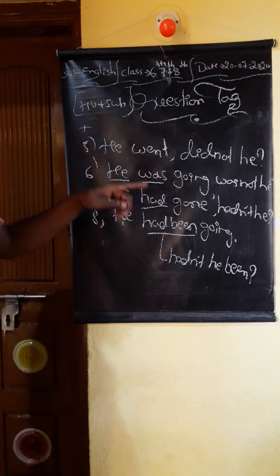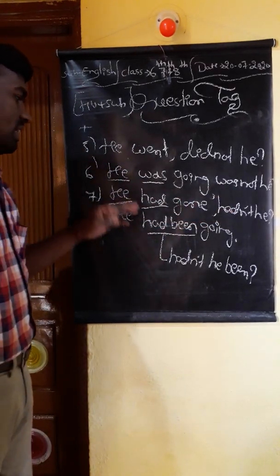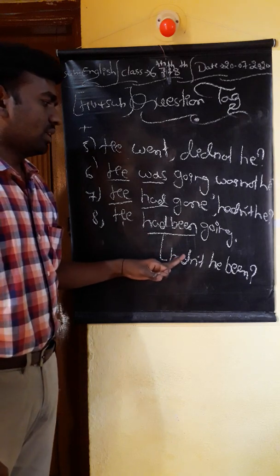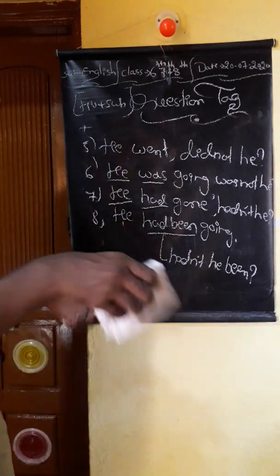So I repeat once again. So he went, didn't he? He was going, wasn't he? He had gone, hadn't he? He had been going, hadn't he been? Okay. So I hope you are getting the things.